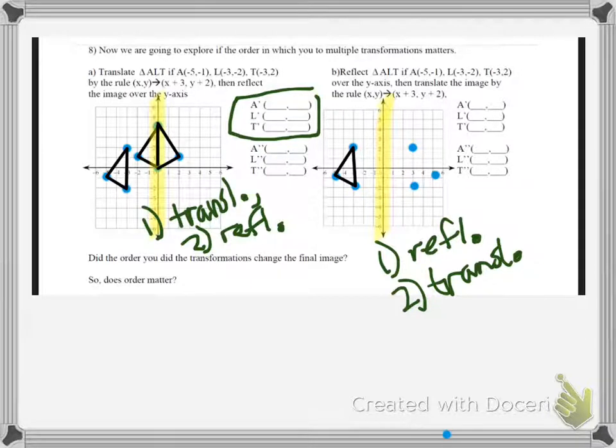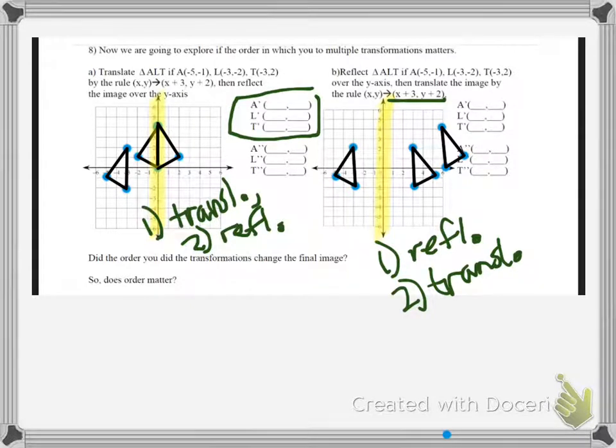Okay, so there I go. About like that. Then I'm going to translate it. I'm still translating to the right 3 and up 2. So each point is going to go to the right 3 and up 2. Right there. And my third point is actually going to be off the screen slightly. It's going to be about right there, more or less. There I go.